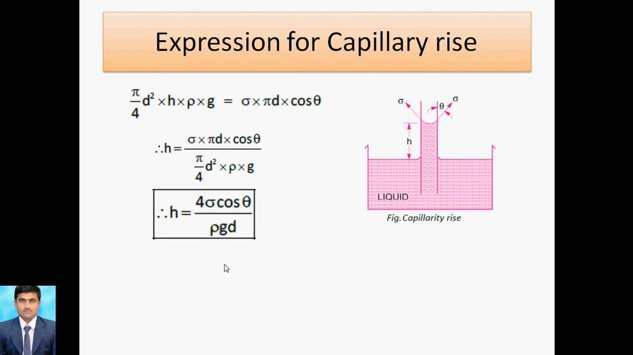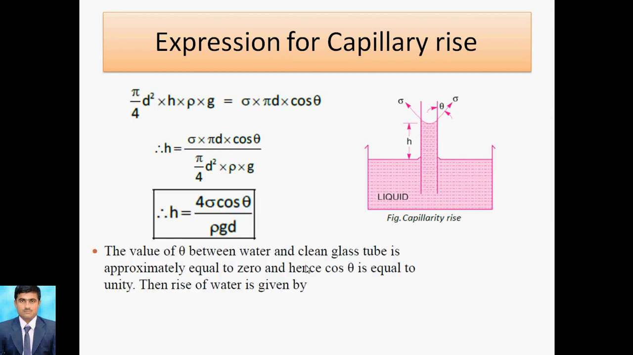For the next, θ for water and a clean glass tube is almost 0, so approximately 0. Hence cos θ is unity, because when you put θ equal to 0, cos 0 is nothing but 1. So you can write the equation as h is equal to 4 σ over ρ g d for capillary rise, or you can say for water. So clean water is required, right? And a clean glass tube is also required, right? So this is regarding the capillary rise.